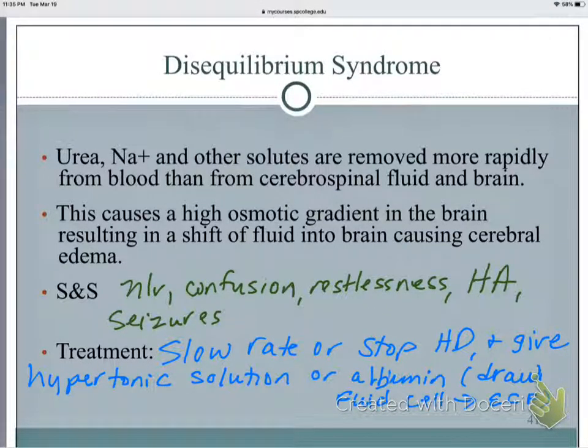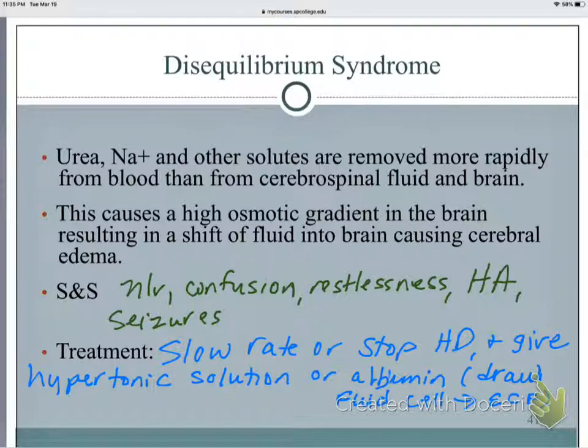There's also a syndrome called disequilibrium syndrome. This is kind of a nice to know. Urea, sodium, and other solutes are removed more rapidly from the blood than the cerebrospinal fluid. So it causes an osmotic gradient, and it just causes brain swelling.